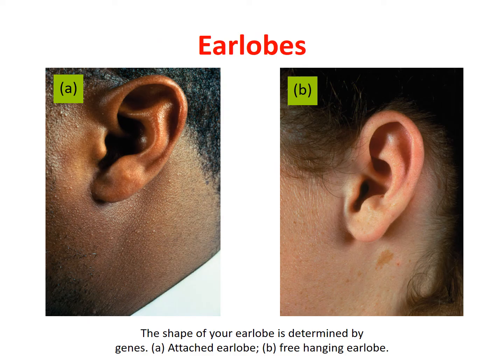So let's look at earlobes. Now, the person on the left has got an attached earlobe. That is where there is no gap between the earlobe and the head. The person on the right has got a free hanging earlobe. So there's clearly a gap between the head and the earlobe. This is purely genetic, and you can't change this unless you were to snip your earlobe.